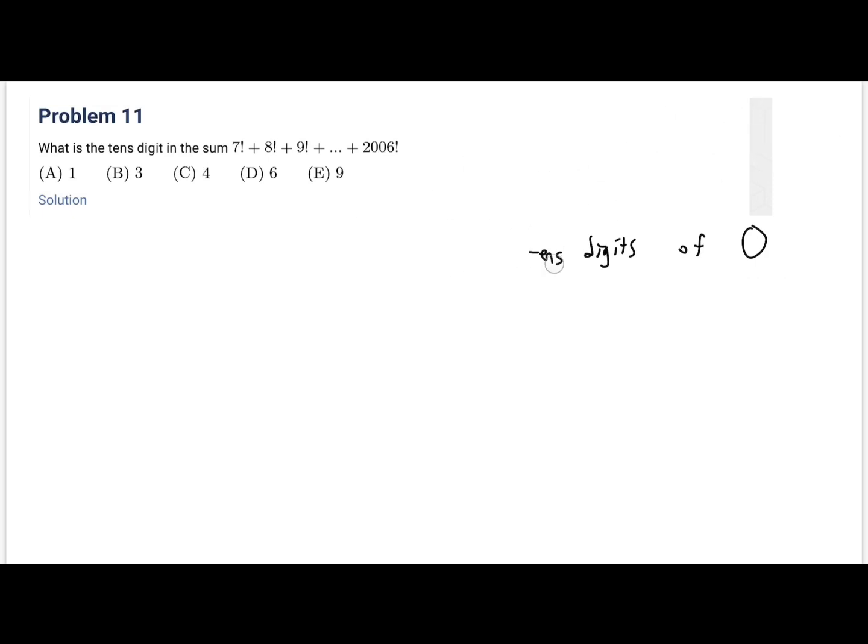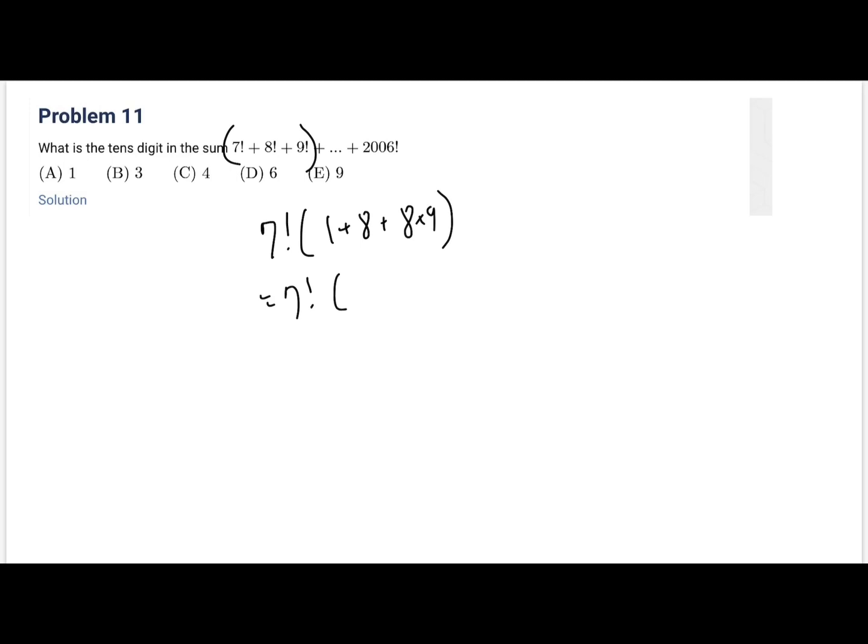So with that in mind, we just have to do 7 factorial plus 8 factorial plus 9 factorial. And if we take out the 7 factorial, then it becomes 7 factorial times 1 plus 8 plus 72, so it's 7 factorial times 81.